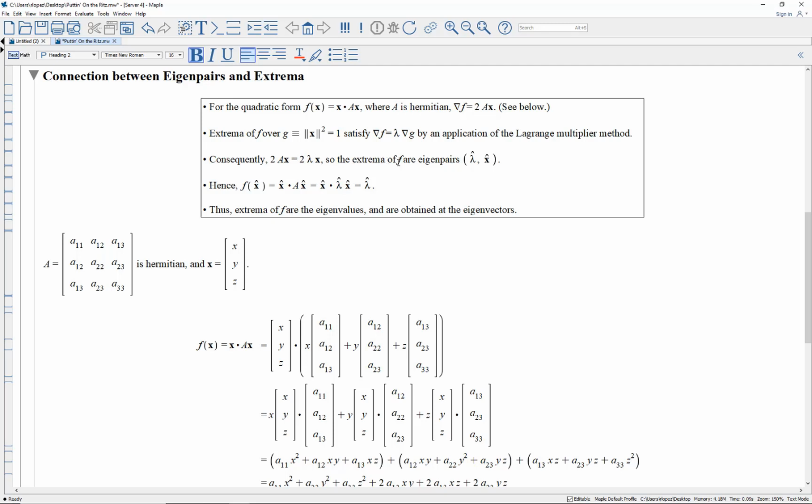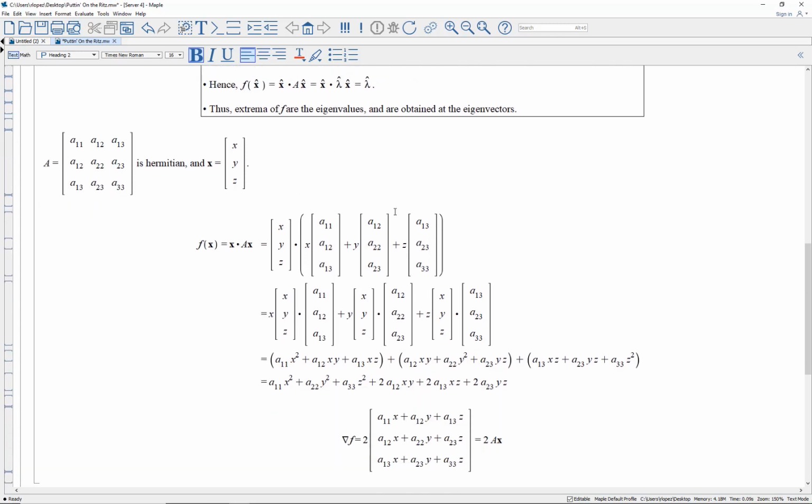So the extrema of this quadratic form are the eigenpairs lambda hat, x hat. If you put x hat back into the function, do a little arithmetic, you get lambda hat. So if you can get the x, you can get the lambda. The extrema of this quadratic form are eigenvalues and are obtained at the eigenvectors. So that's the importance of the Rayleigh quotient.